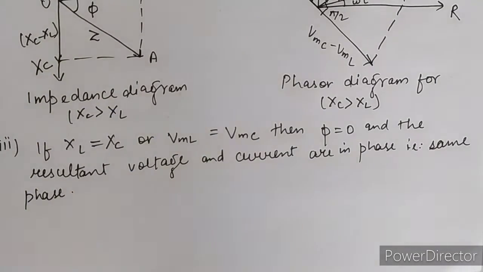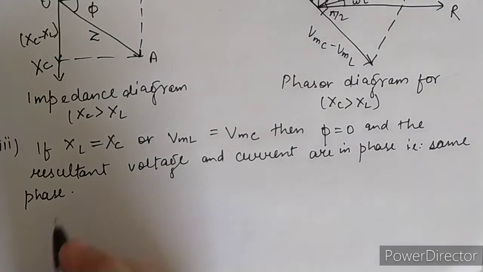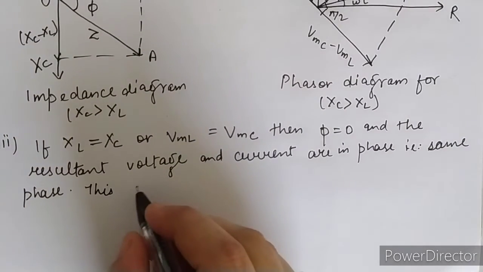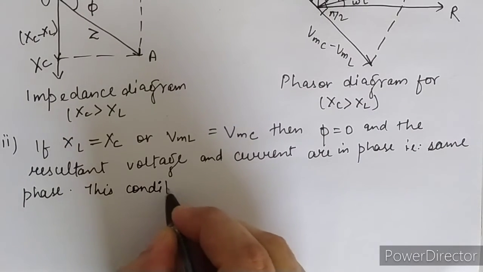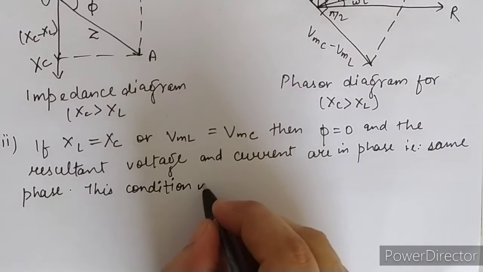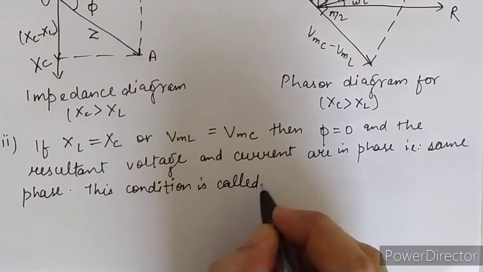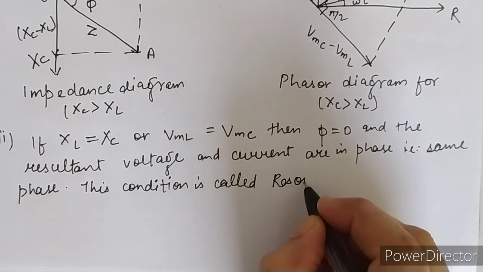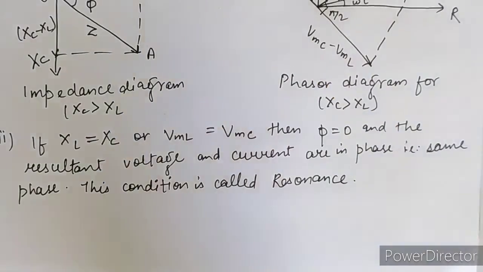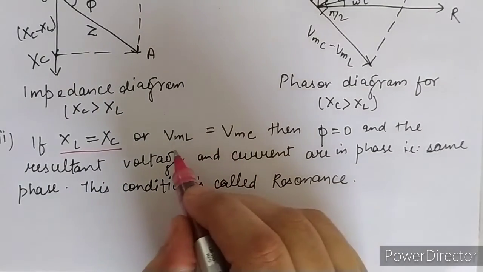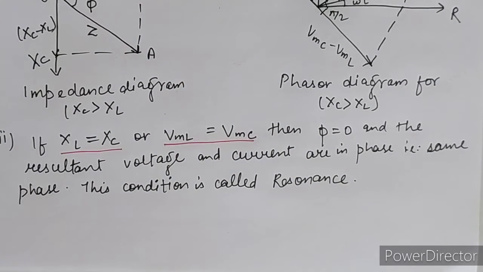This is your resonance condition. Which condition is this? This condition is called resonance. If in the exam it asks what is the resonance condition, describe the resonance condition, define the resonance condition, then if XL is equal to XC, or we can say VML equals VMC, then phi will become 0, and the resultant voltage and resultant current are in the same phase. Then this condition is your resonance.